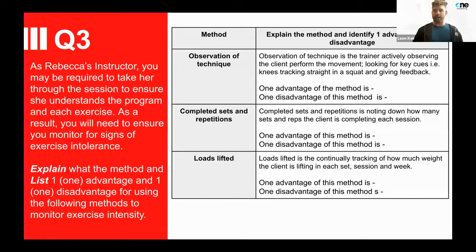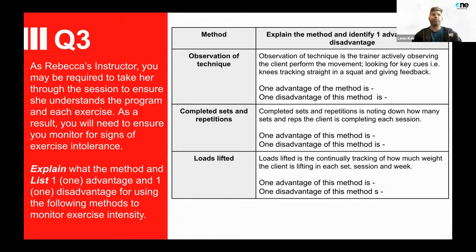Most people won't want to stop. They're like, no, I'll get the last couple out. You've got to make them stop, and then they're going to feel like they've failed because you made them stop and took the weight off. So that's the disadvantage of using observation of technique as a way to monitor someone's intensity, because it's going to have a negative impact on the client and their experience with exercise. Does that make sense? All right, so let's put something down.